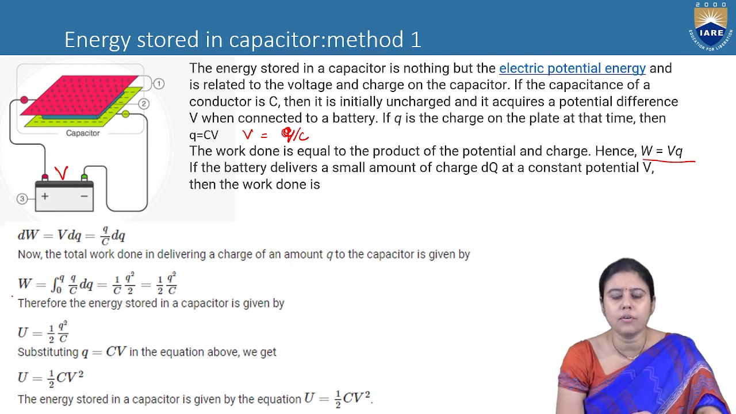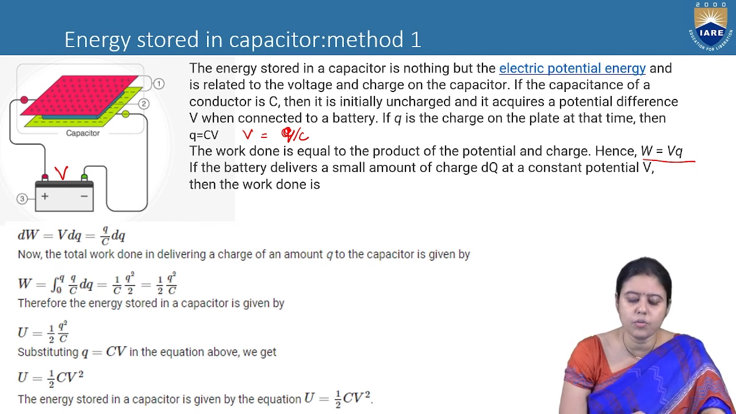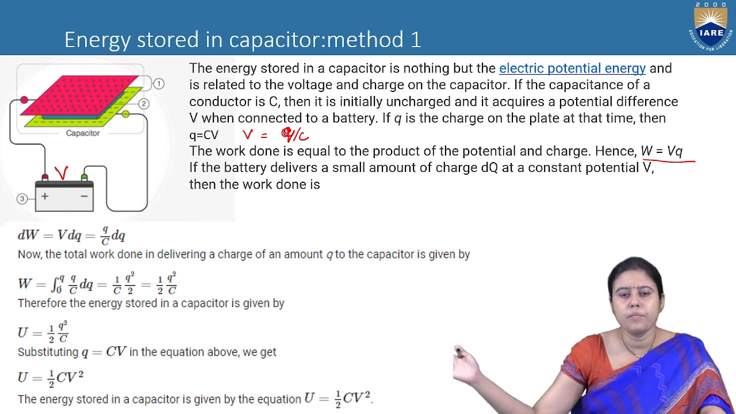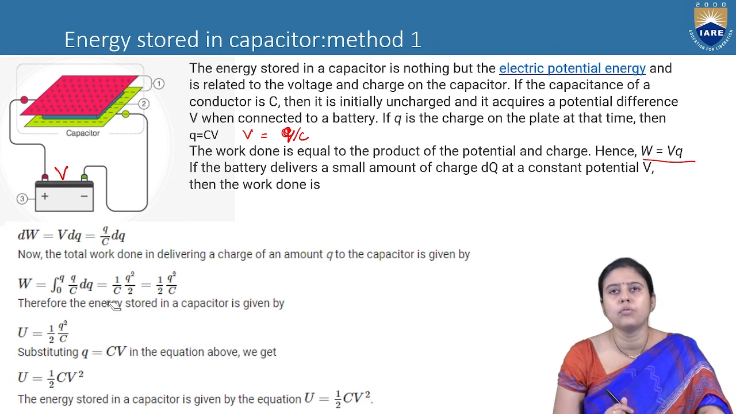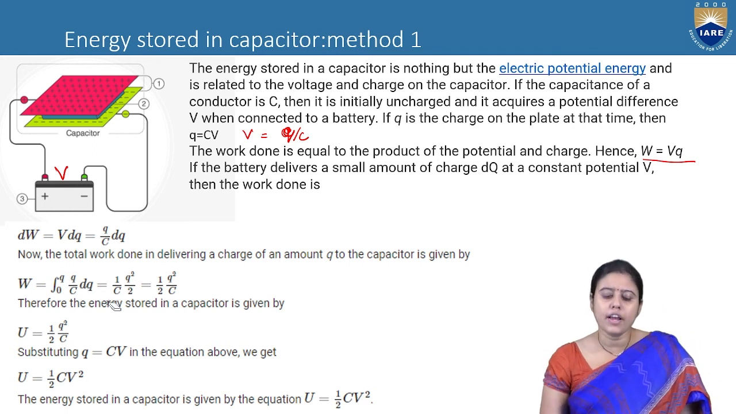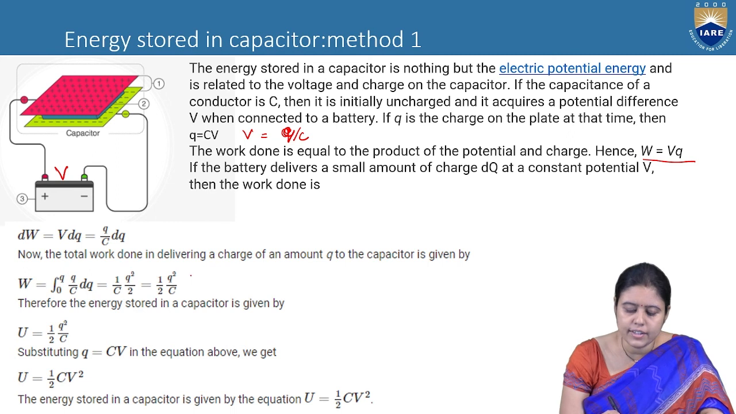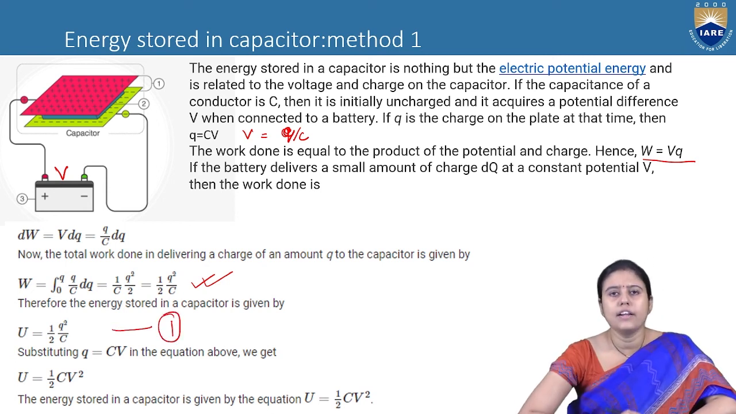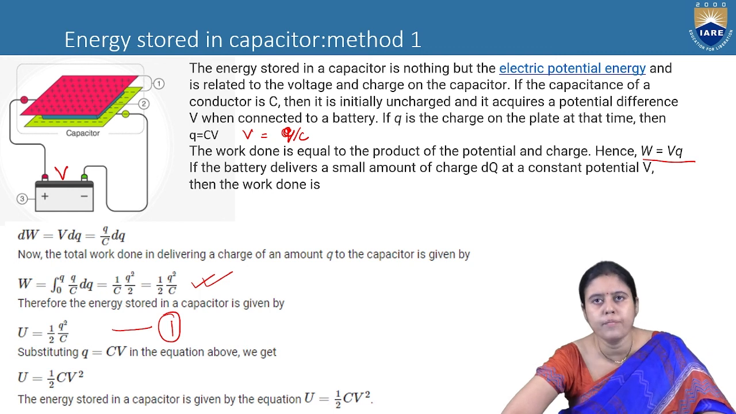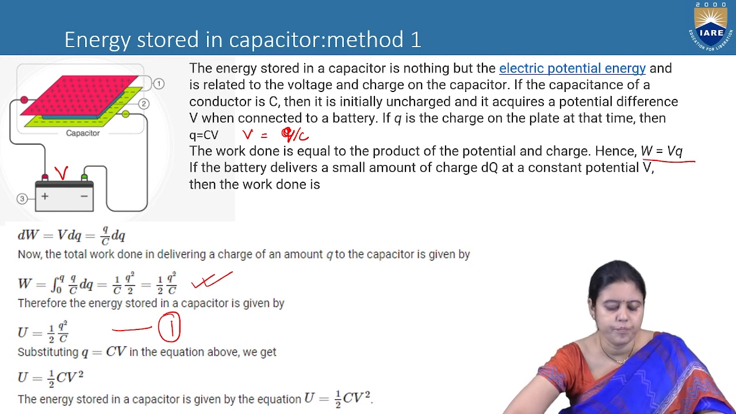So what is the total work done? To bring the charge from zero to Q, to bring the Q amount of charge from one point to another point, what is the formula? Integral of Q dQ, which means Q square by 2. So we are getting the value half Q square by C. So this is our formula 1. That is the U. The total energy stored is equal to half Q square by C.